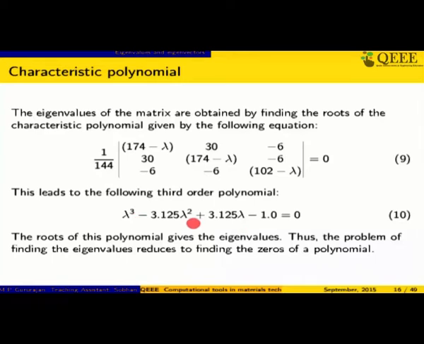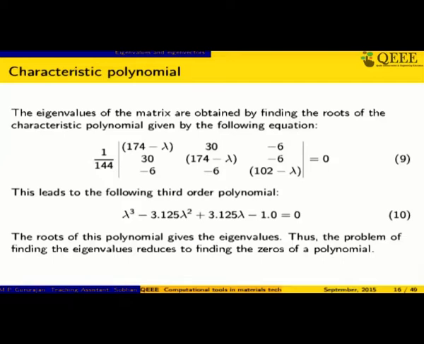The roots of this polynomial, because it's a third order polynomial, you will have three roots. They are the eigenvalues. So the problem of finding eigenvalues finally boils down to finding zeros of a given polynomial. So I want to know what are the zeros of this polynomial. Here again, it is very useful if you have a computer and if you can plot this polynomial, for example. You can just look at where it cuts 0, and then you can get the eigenvalues fairly easily.